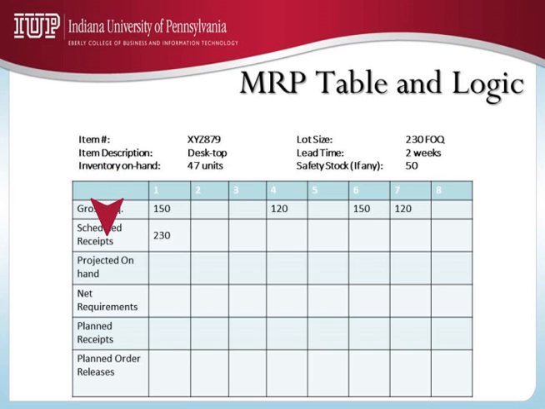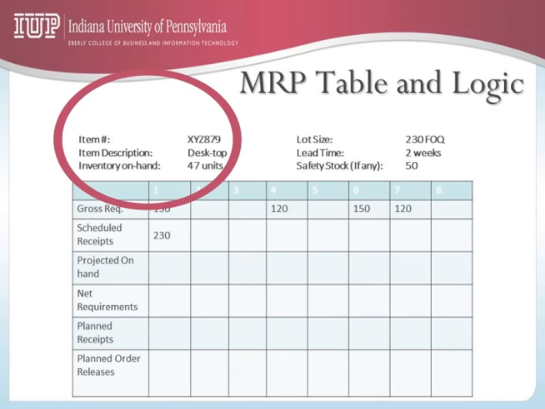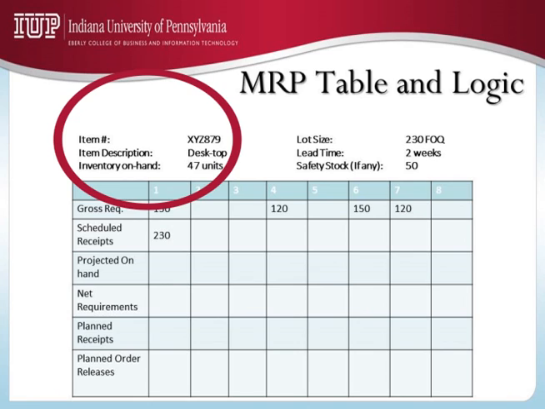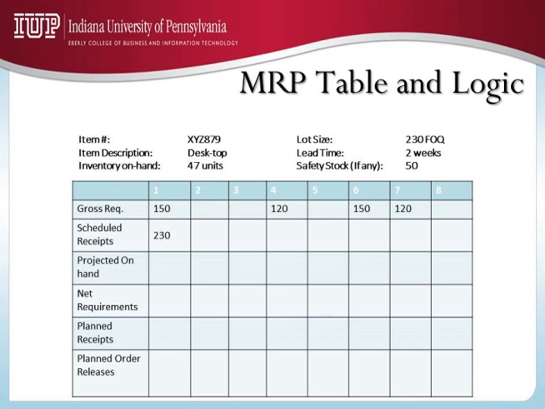These 6 rows from gross requirements to planned order releases are only for this particular item, which has the alphanumeric code XYZ871, and the description of that item is desktop. So obviously the whole bill of materials is for a desk. Where did we get the inventory on hand of 47? It is from the inventory master file or the inventory records file.